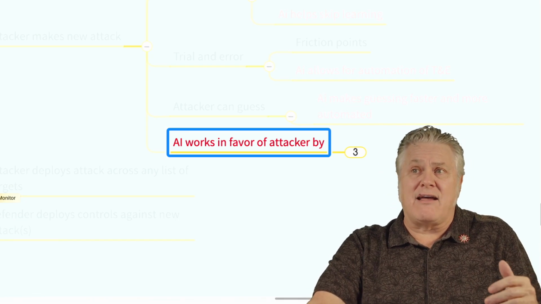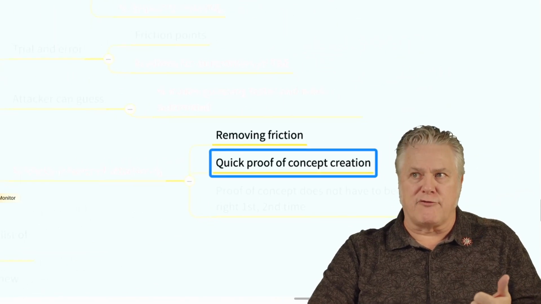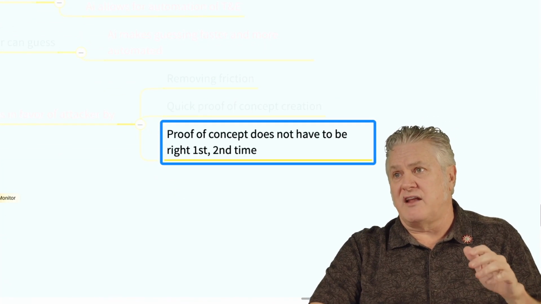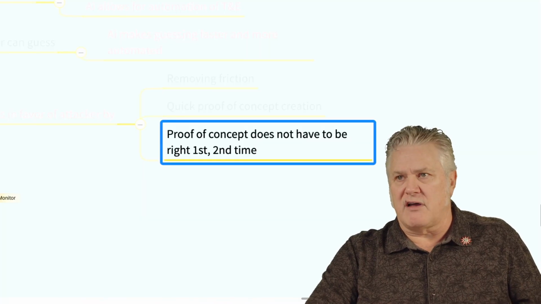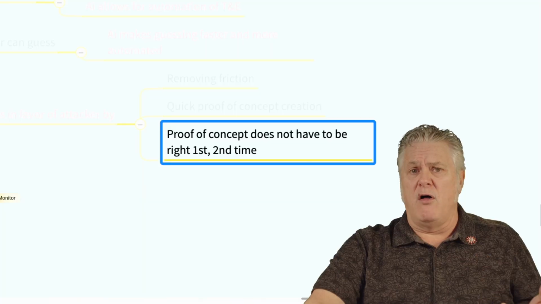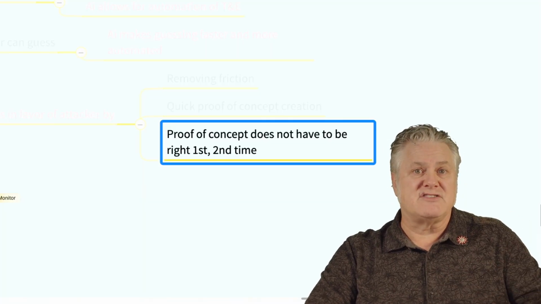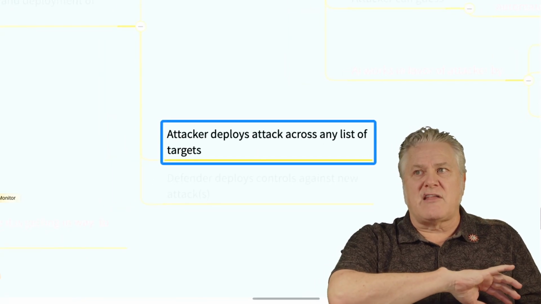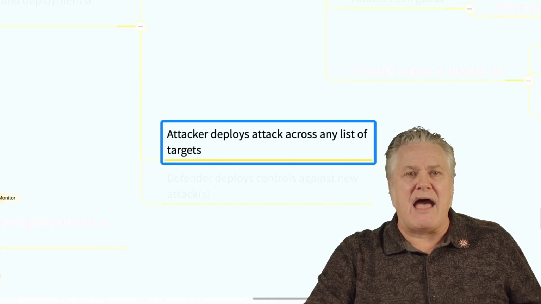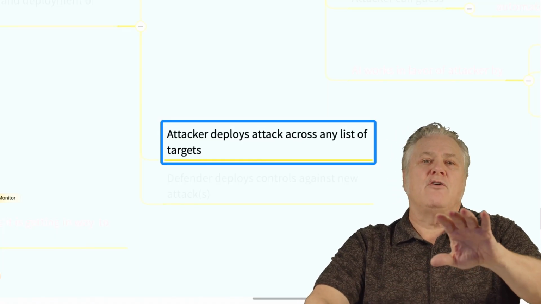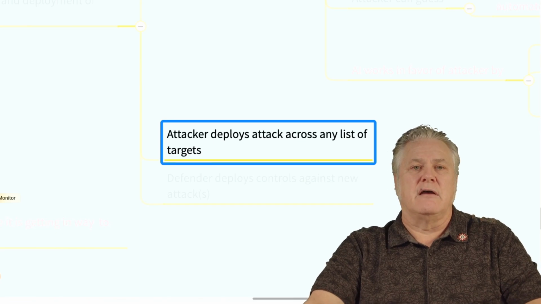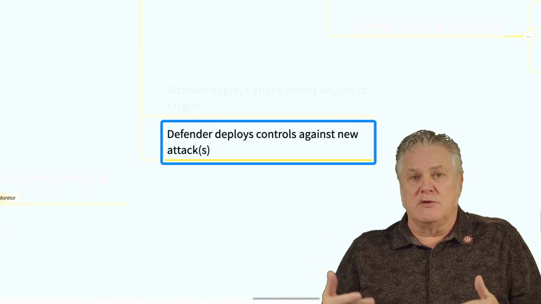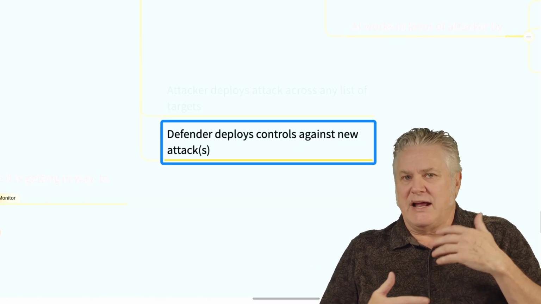Now, AI is working in favor of the attacker by removing friction and generating quick proofs of concept. And remember, those proofs of concept don't have to be right all of the time. They don't have to be right the first time, the second time, or all of the time. They can work on half of the devices out there, and they're winners at that point. Remember, the attacker is going to deploy this attack across a list of any targets it may have. Are any of these Windows hosts unpatched for this particular thing? I want to go attack them. The defender is going to deploy controls against the new attacks, but we've got to catch up here.